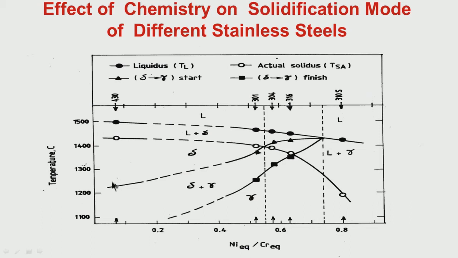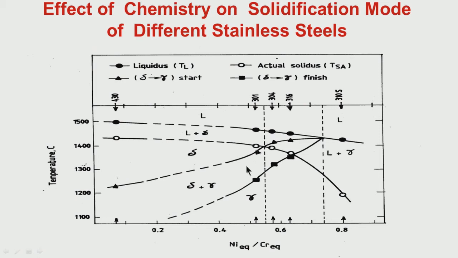Gamma is taking place only at around, say, 1200 degree centigrade, while solidification is complete at, say, more than 1400 degree centigrade. So, for 301, solidification is complete at around 1400 and then gamma is taking place just beyond, maybe 20 degree below this, just delta to gamma.